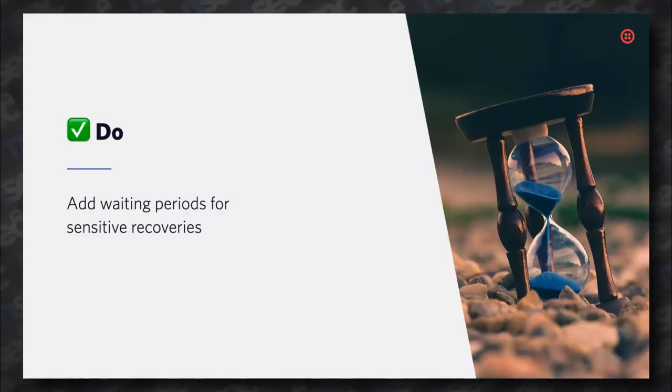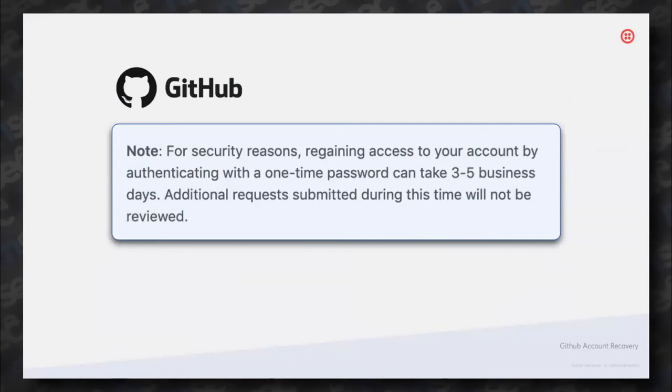So GitHub, this is their notification that account recovery may take up to 3 to 5 business days. Because this is business days, you can assume that maybe there's a real human reviewing some of these. Maybe they send these to their security team for review. I'm sure it's some kind of at least semi-automated process.